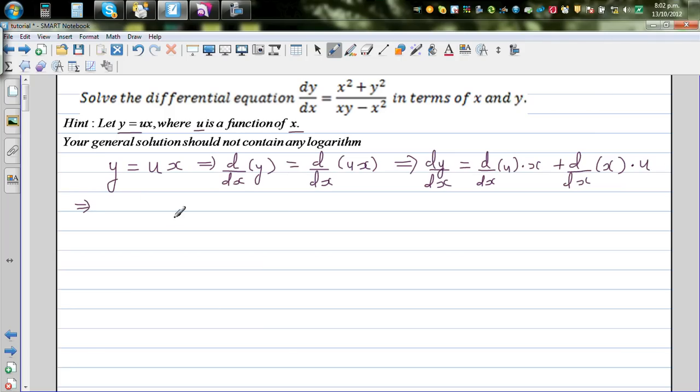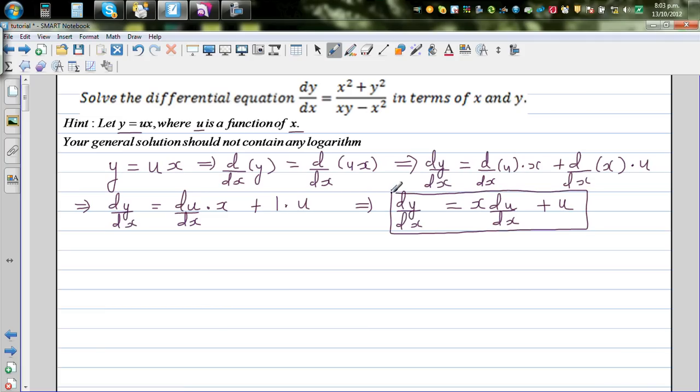So this implies dy by dx is equal to d by dx of u, which is du by dx, times x, plus. Now what is d by dx of x? That is nothing but dx by dx. What's the change in x for a small change in x? That's 1. So this is 1 times u. So we can say dy by dx is equal to x times du by dx plus u. This is what we have proved using the hint. So in place of dy by dx, I can put this expression.